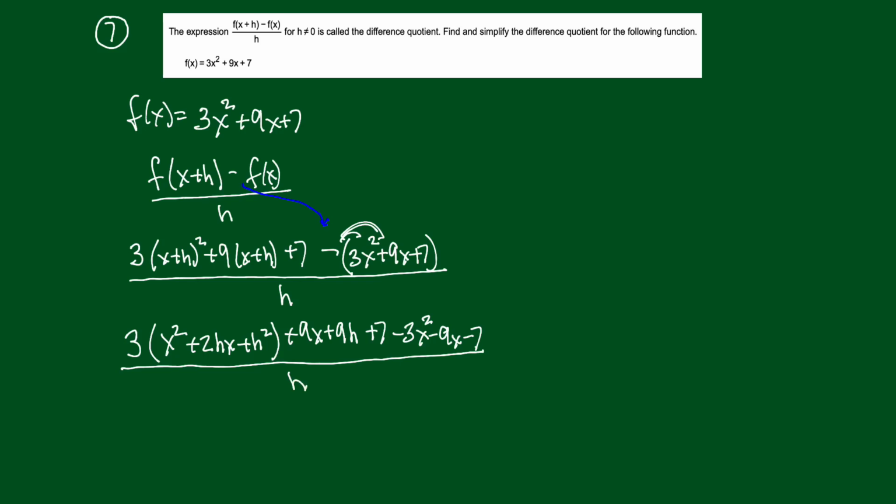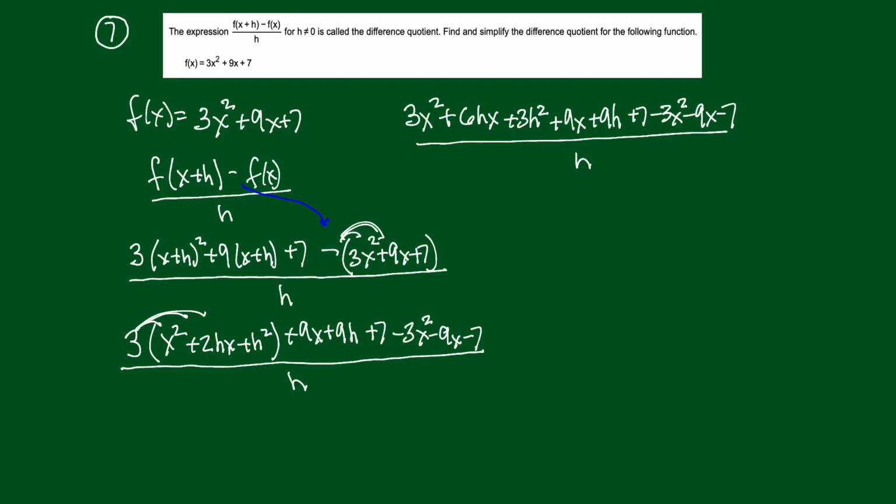Now, on the top, I see I can distribute that 3. So multiply all 3 of those terms by that 3. We will get 3x squared plus, and then what? 3 times 2 is 6hx. And then 3 times h squared is 3h squared. All right, and then I still have the rest of this. I got the plus 9x plus 9h plus 7 minus 3x squared minus 9x minus 7 all over h.